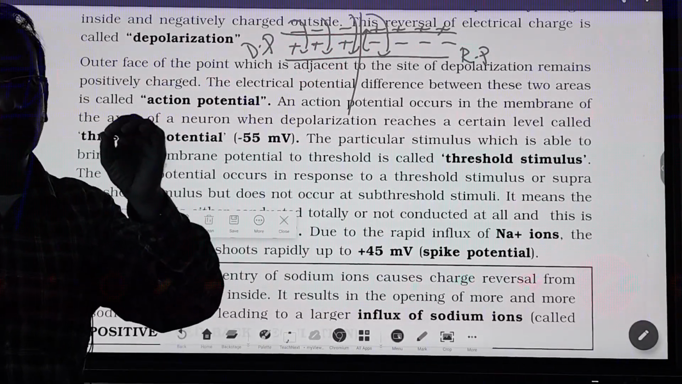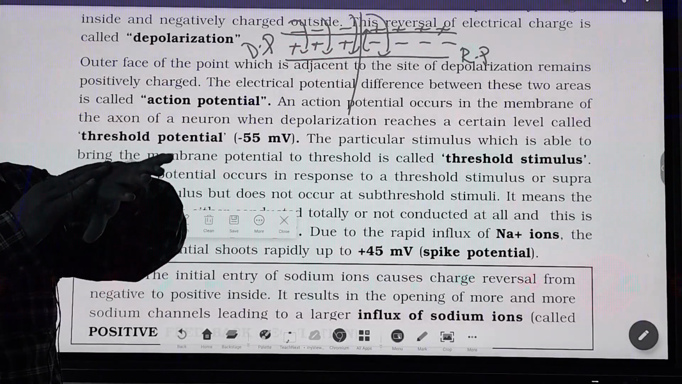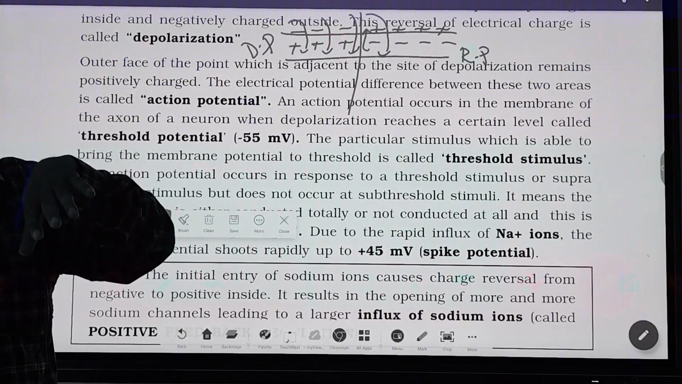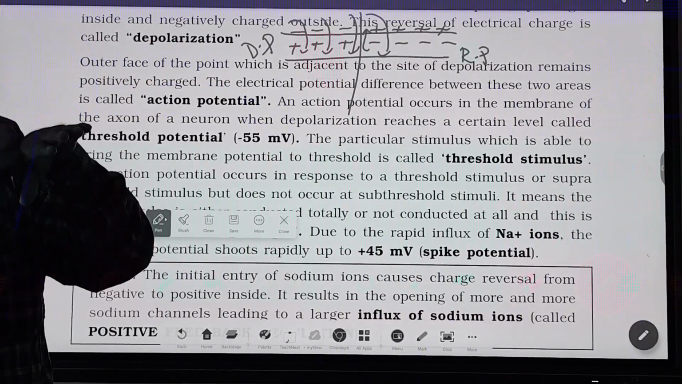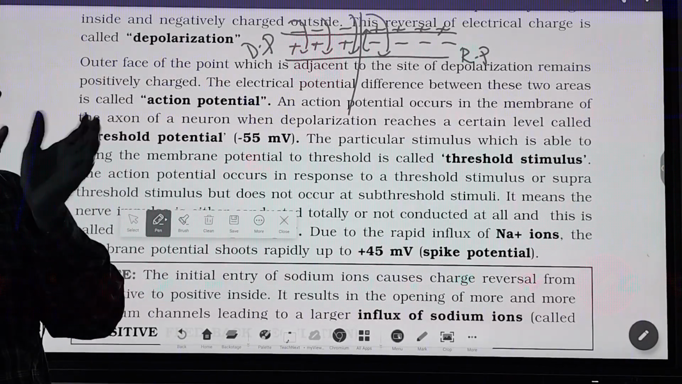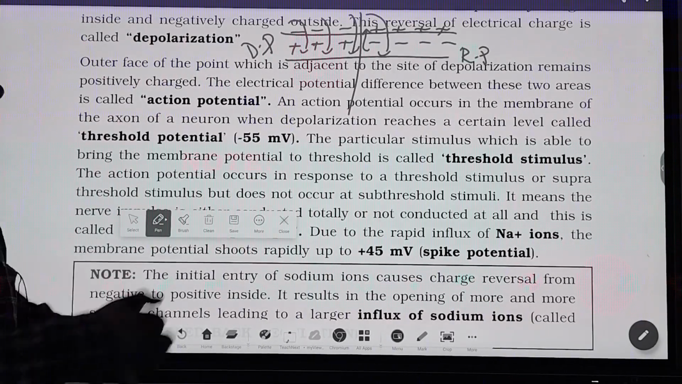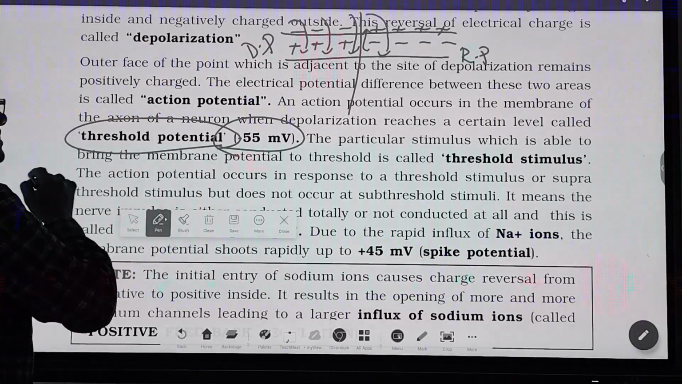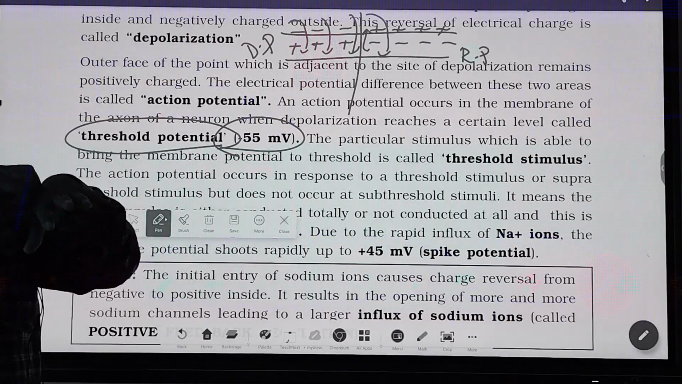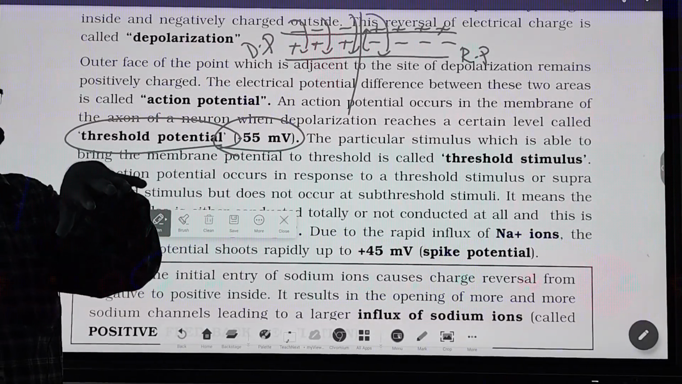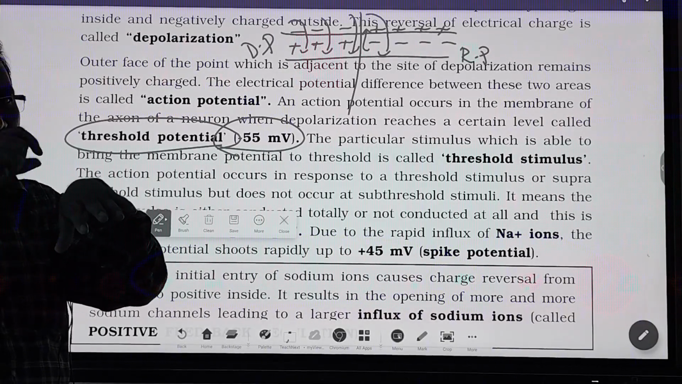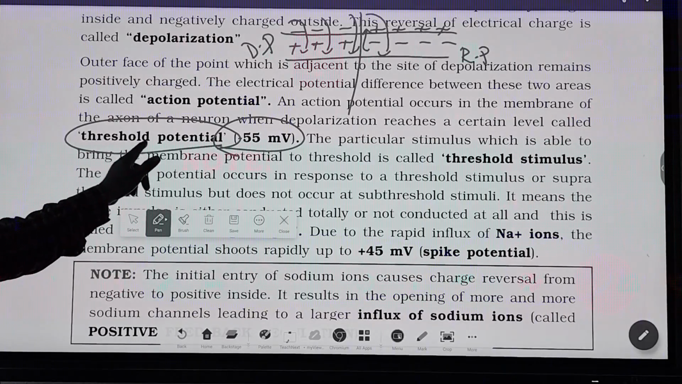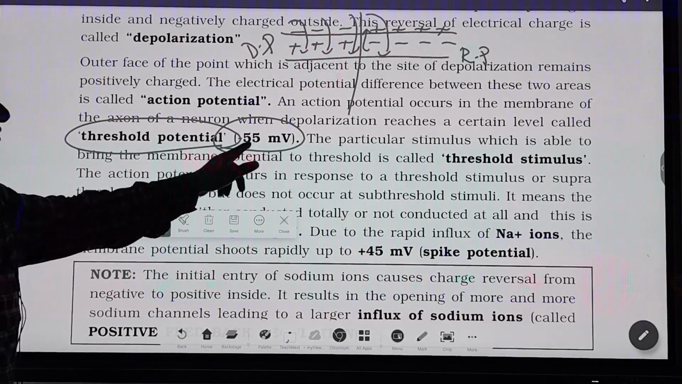Whenever there is a chance of a signal being made, the information, suppose an ant is moving here and that ant bites here. When it bites, that biting creates signals. Those signals change the minus 70 millivolts to minus 55 millivolts. This minus 55 is called the threshold potential. When it bites, we realize something is biting us. So that biting creates an action potential. Threshold potential is minus 55.